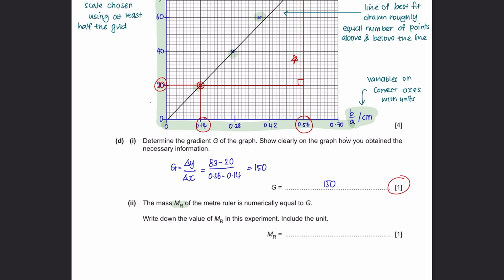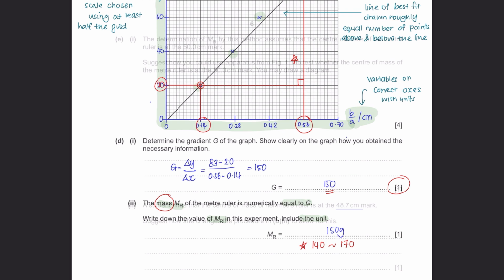The mass mR of the meter ruler is numerically equal to g. Write down the value of mR in this experiment, include the unit. So you can write down any value that you obtain in g in the answer section for mR. According to your marking schemes, any value within the range of 140 to 170 is an acceptable answer, and the unit for mass would be g.